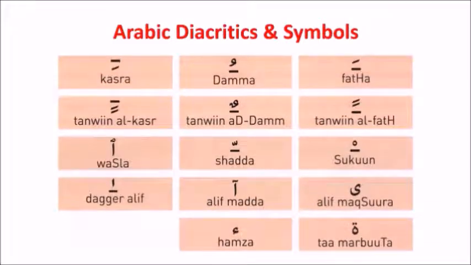Arabic diacritics and symbols. This chart shows the 14 extra alphabetical symbols and their names. They include the short vowels, pronunciation symbols, grammatical endings, spelling variants, and a consonant that, for historical reasons, is not represented in the alphabet chart. These symbols will be introduced in lessons 2 through 25 along with the alphabet. Now listen to the names of these symbols and repeat.